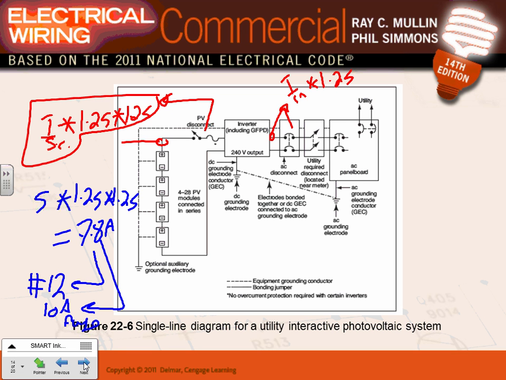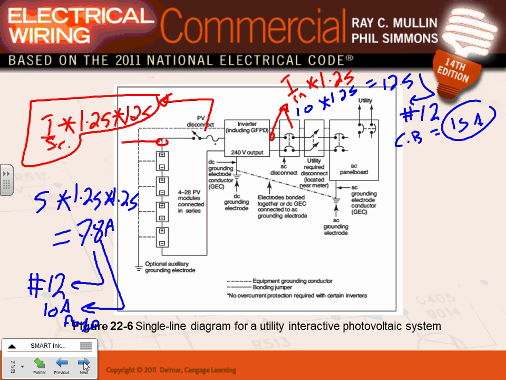Now when you come out of here, let's just say the inverter amps we're inverting are 10 amps. Multiply this by 1.25, gentlemen, and you get 12.5. Your conductor here is going to be number 12 again, and for your circuit breaker, what's the next standard size after 12.5? 15 amps. So that's how you size the circuit breaker for the solar photovoltaic system, on the inverter side, the input and the output.